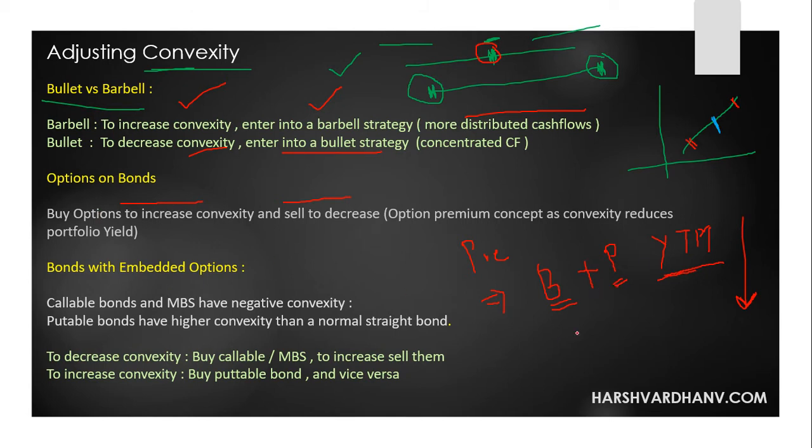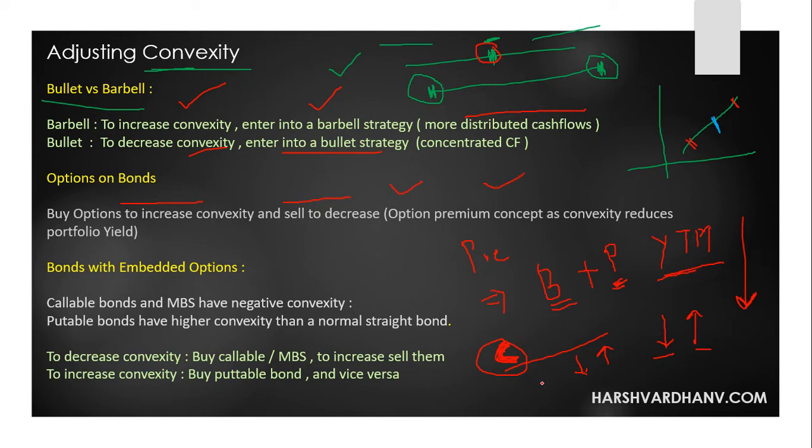Now let's understand when you buy a call option on a bond. If the interest rate goes down or up, you will be protected up till your strike, and for that protection you need to pay a premium. What happens when you have higher convexity? The higher convexity protects your downside and gives you an upside.